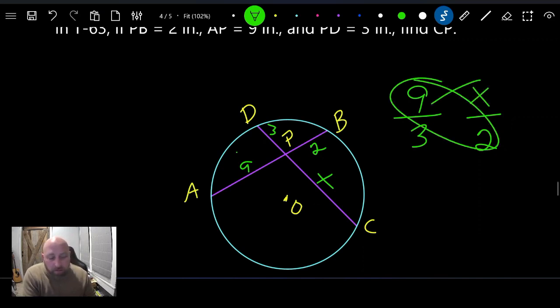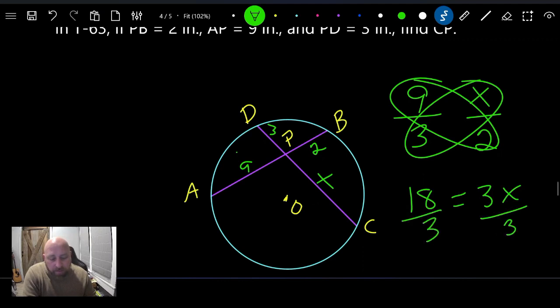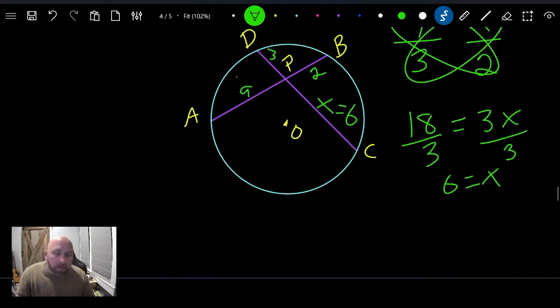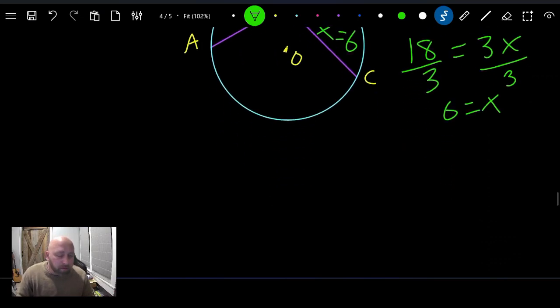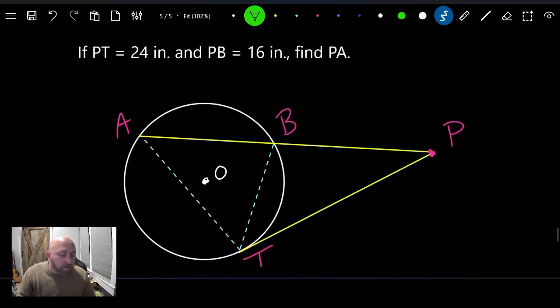So we're going to do this cross multiplication right here, and we're going to get 18 equals 3x. We're going to divide both sides by 3, and we're going to get 6 equals x. So x equals 6. So our value of the PC line is going to be 6. So that's how that one works. Pretty simple. We've been doing a lot of those proportions. You should have been able to follow along there. All right, let's do another one.